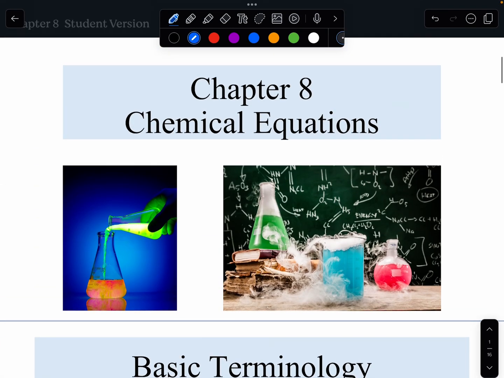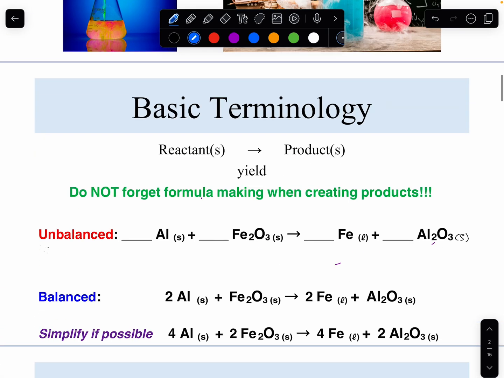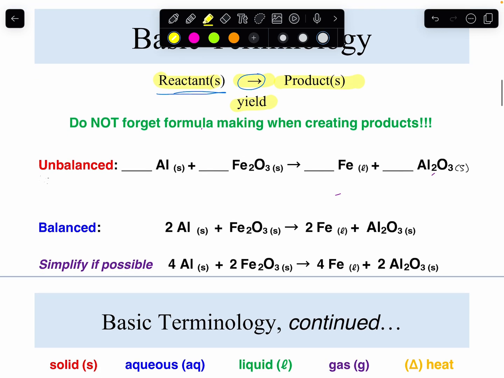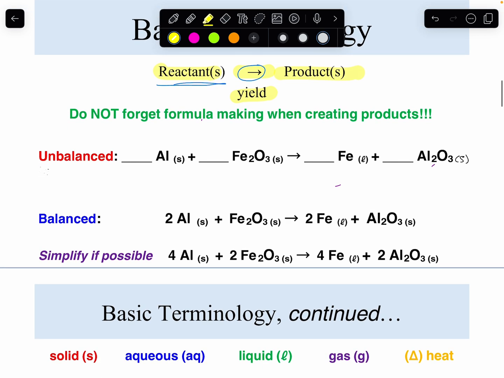So today we're going to look at Chapter 8, Chemical Equations. In this chapter, we're going to use these terms quite often, so I want you to understand what they mean. When there is anything in front of the arrow sign, we call that a reactant. The arrow is called the yield sign, and then anything after the arrow is called a product. Okay? So I'm going to be using those terms throughout this chapter.